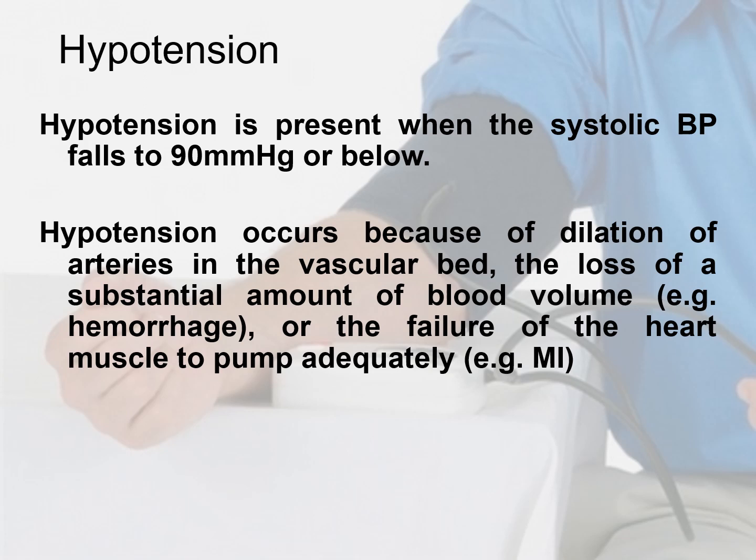Hypotension occurs because of the dilation of the arteries in the vascular bed, the loss of a substantial amount of blood volume, for example through hemorrhage, or the failure of the heart muscles to pump adequately, for example during myocardial infarction. Hypotension associated with pallor, skin mottling, clamminess, confusion, increased heart rate, or decreased urine output is life-threatening and is reported to a healthcare provider immediately.